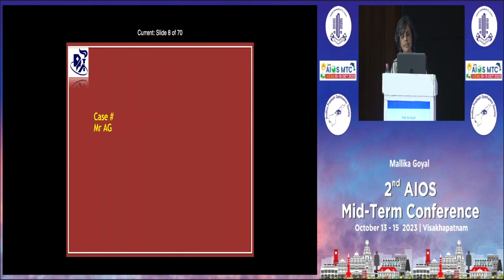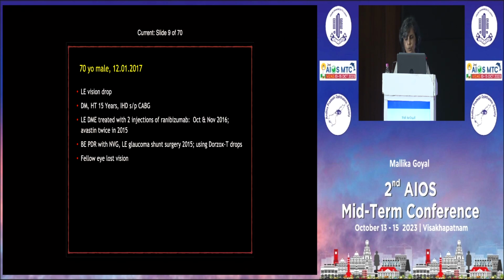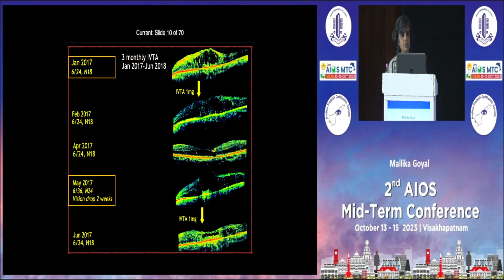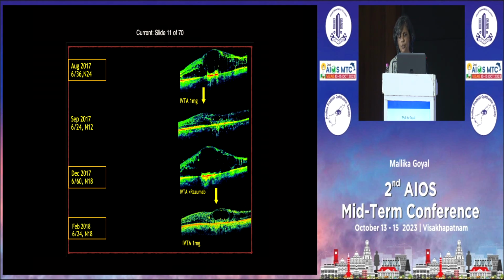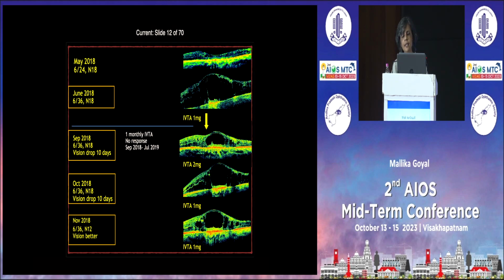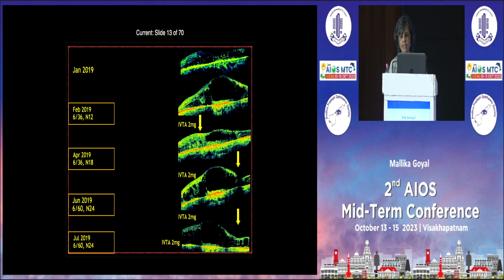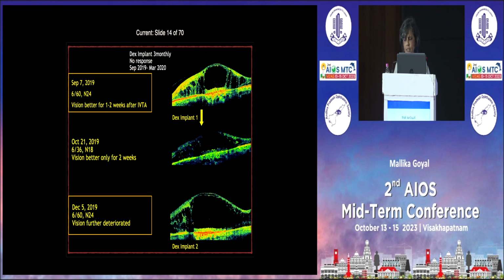So these are my initial cases in 2017-18, where we used to come to aflibercept as a last resort. Now this is a patient in 2017, already tried ranibizumab elsewhere, so not working. We tried intravitreal triamcinolone because the patient couldn't afford dexamethasone. Initially he responded to every 3-month IVTA, and then we had to give it every month because there was no response. But he stopped responding even to monthly. We wasted 1.5 years with monthly IVTA. Then he agreed to shift to dex implant, no response. In 2 weeks there was a recurrence. Again we wasted 6 months with 2 implants.